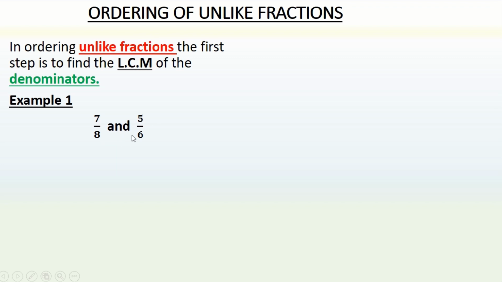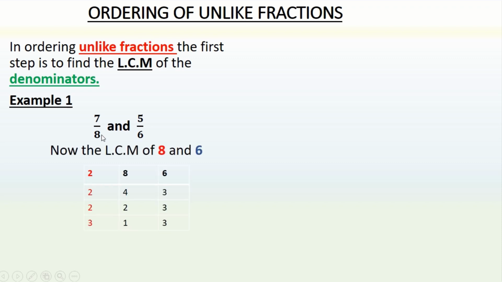Since the denominators are different, we have to apply the rule of division to find the least common multiple of 8 and 6. So let's take the first one. I have 8 and 6. What number can divide the 8 and 6? That is 2. 2 can divide 8. So 8 divided by 2 gives me 4, and 6 divided by 2 gives me 3.